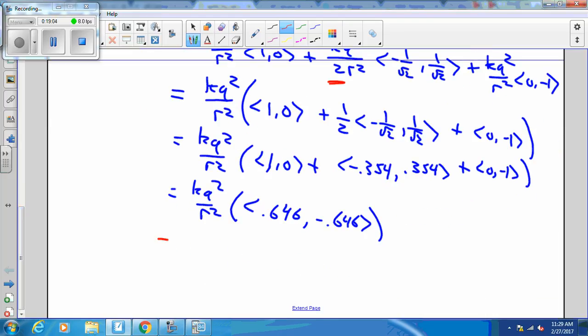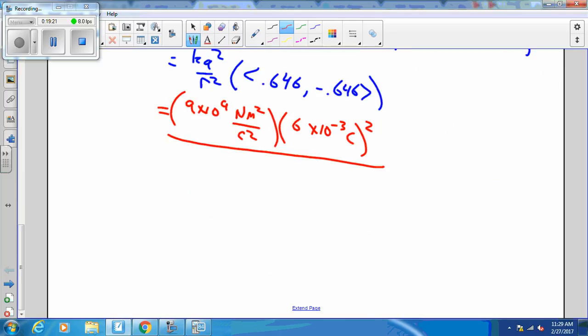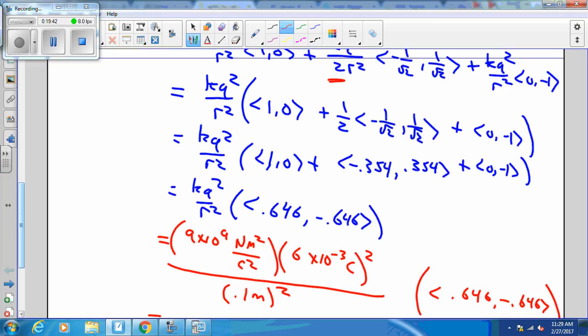And now we're ready to actually plug in. We plug in 9 times 10 to the 9th Newton meters squared per Coulomb squared, times our Q is 6 times 10 to the minus 3rd Coulombs squared, over R squared is 0.1 meters squared. And our force comes out to 2.9 times 10 to the 7th.